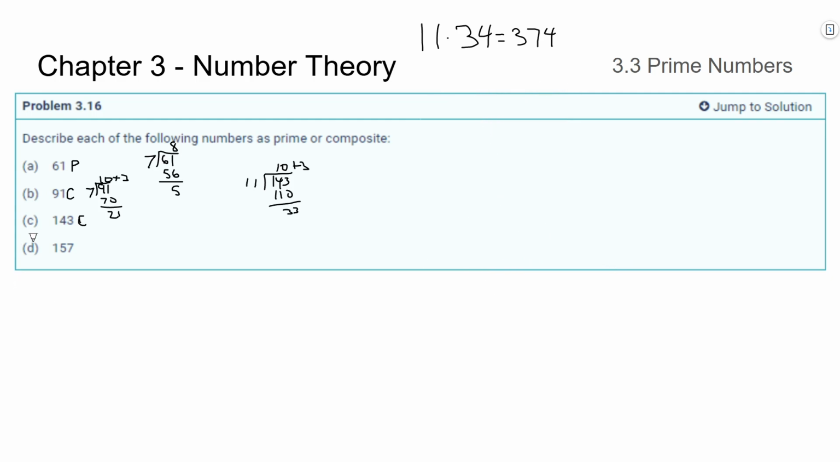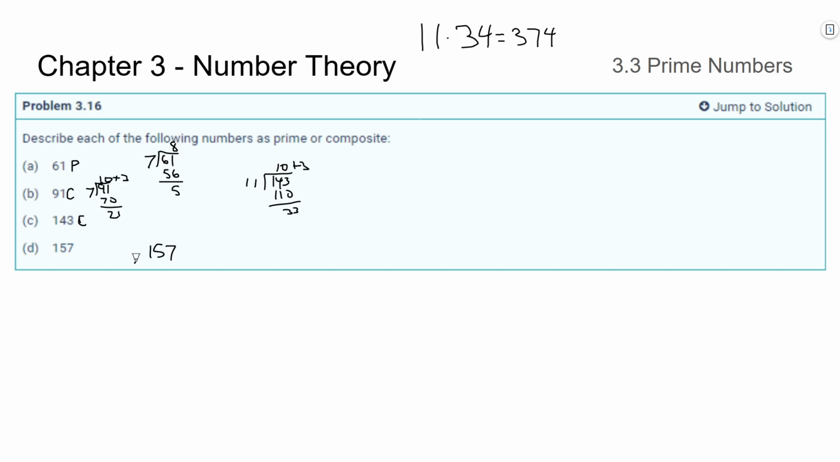So again, we know that 11 times 13 would be 143. All right, so then this last one here, 157. So not divisible by 2, it's not even. How about 3? 1 plus 5 is 6, plus 7 is 13. That's not a multiple of 3 and not a multiple of 9. All right, how about 4? No. 5? No. 6? No. 7? Let's try it.